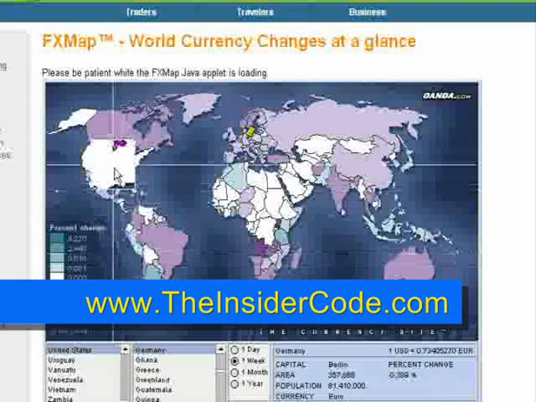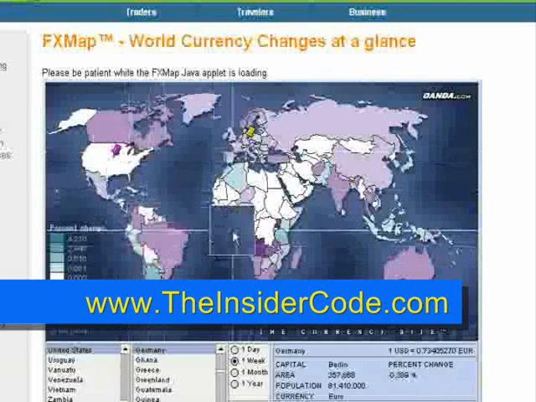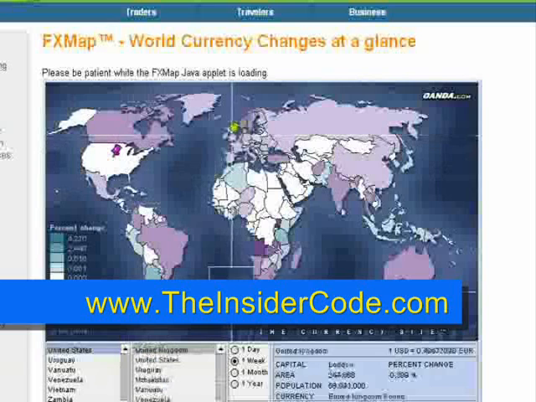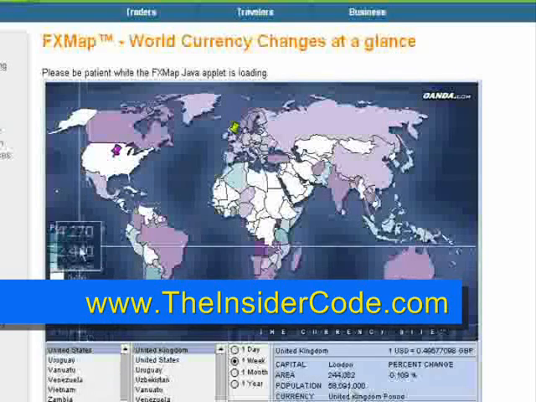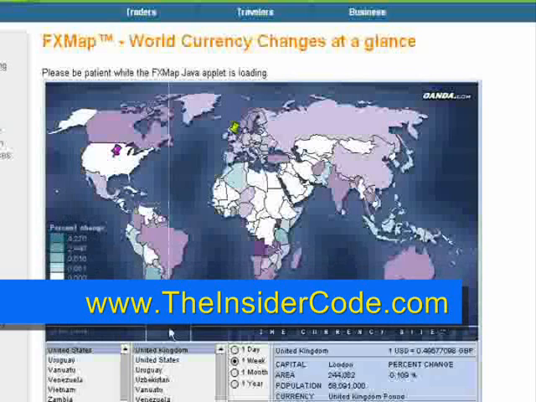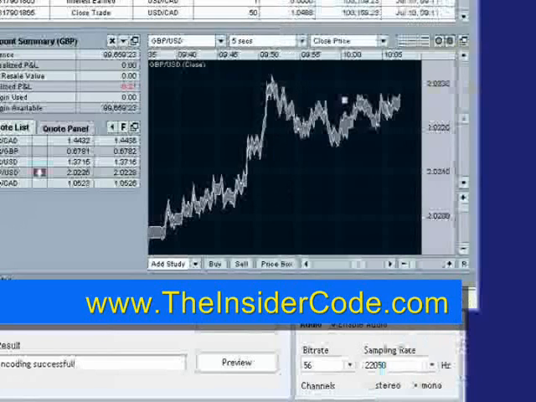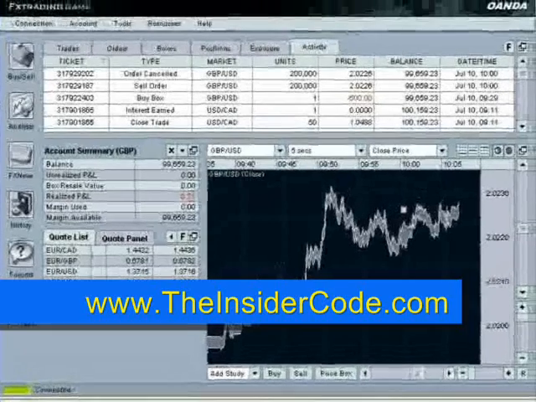But here you can see here's a map. You can zoom in on certain areas. We'll go ahead and zoom in on the United Kingdom, and it's going to give you different information. The capital is London. It's 244,082 square miles, 58 million people. It'll also give you the percentage change versus the U.S. dollar. So anyway, just novelty stuff. I guess if you wanted to keep yourself occupied during a boring trading day, that stuff would be pretty good.